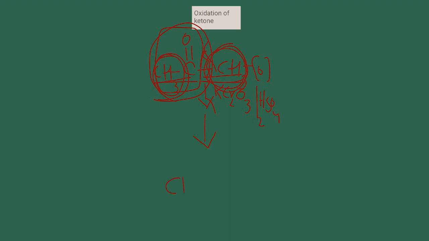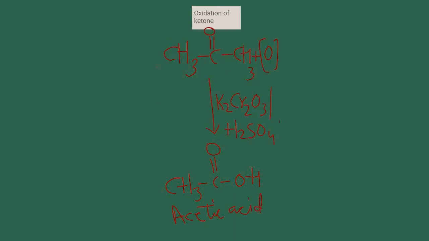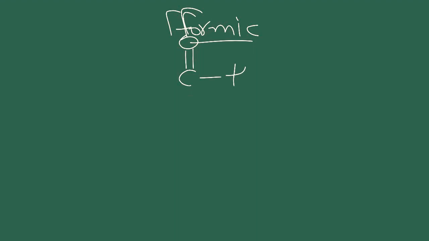That will form CH3, C double bond O, OH. One formed is acetic acid, and the other formed will be formic acid, which has the formula C double bond O H on both sides.